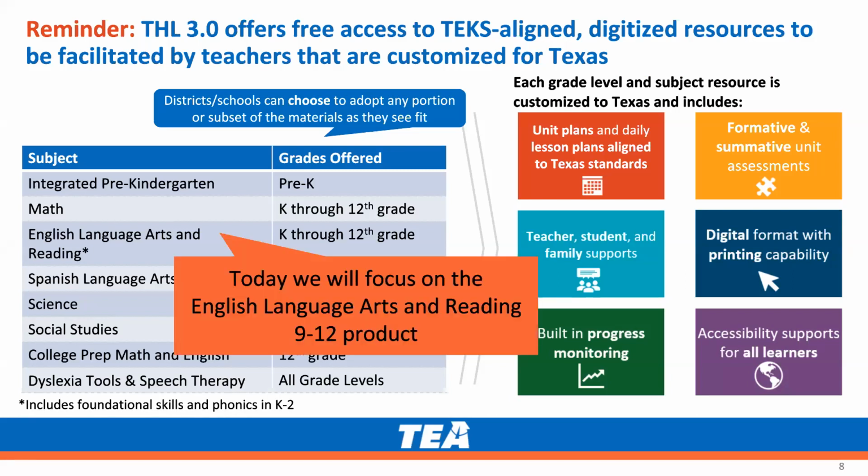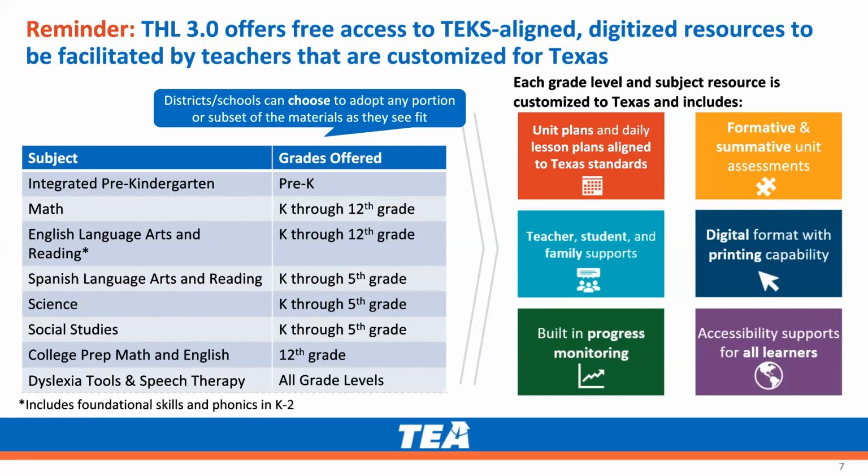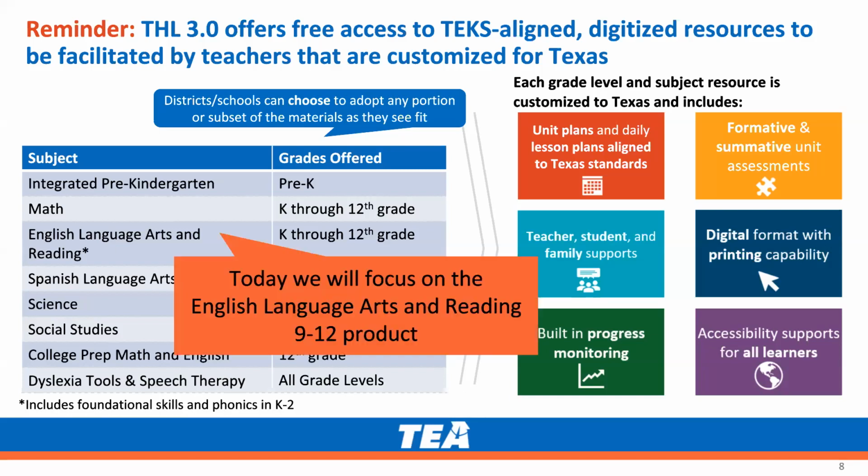On the right, I also quickly want to highlight these 6 categories. These categories are the criteria that all instructional materials have to meet before they can become a part of THL 3.0. So there's 6 main criteria, and we'll cover those in a little bit more detail in the future slides where we share how the English language arts and reading product aligns to these 6 criteria. So again, today focusing on ELAR 9-12, with additional information on ELAR K-8 coming soon.